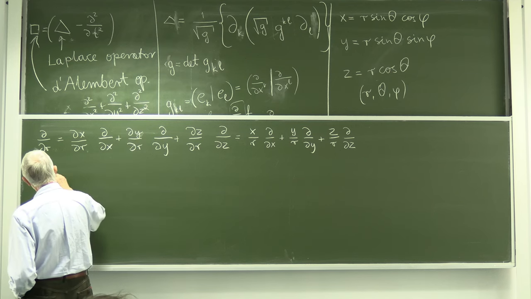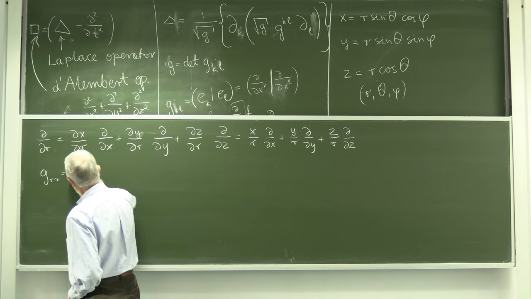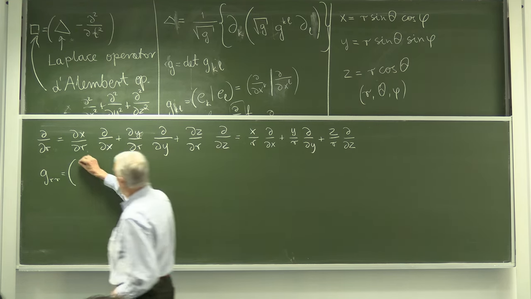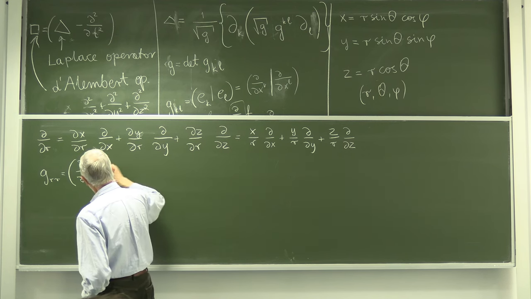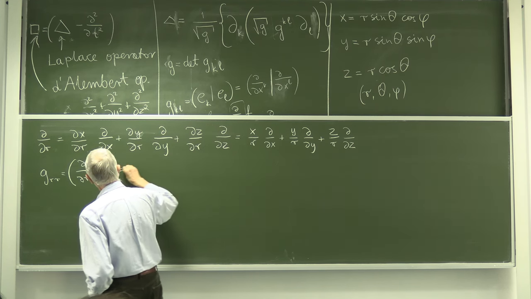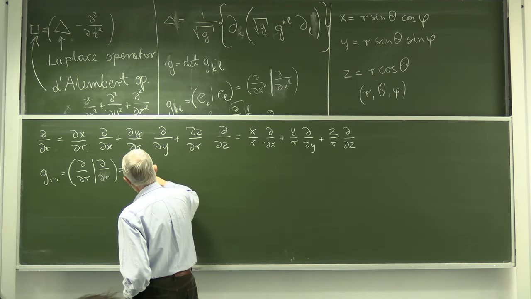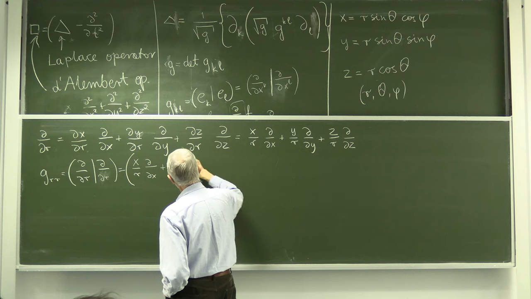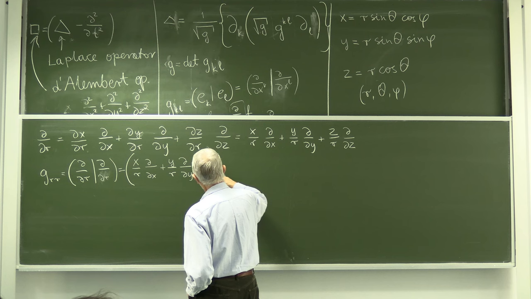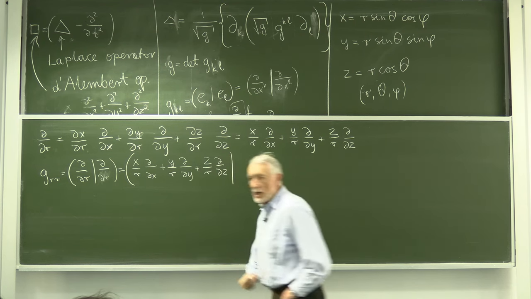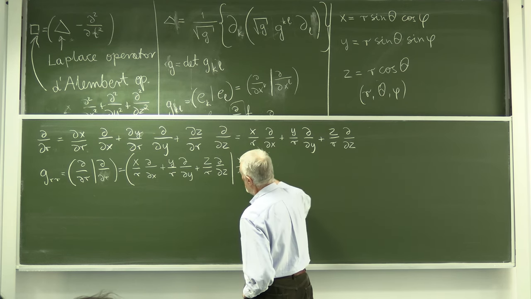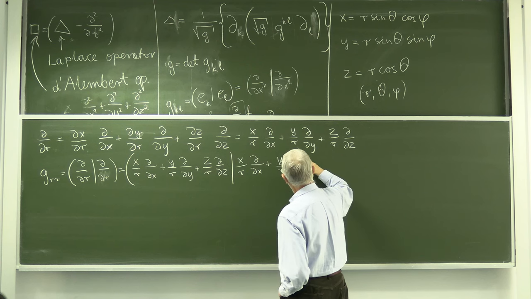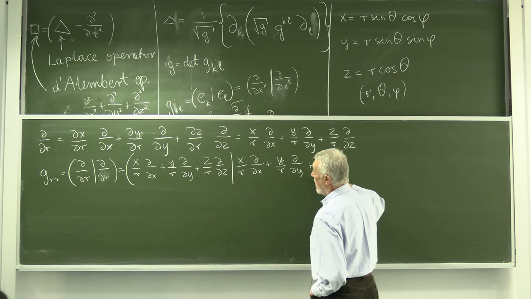What will be g r r? It is nothing but the scalar product of this vector d over dr with itself. But it is nothing but x over r d over dx plus y over r d over dy plus z over r d over dz, and a scalar product with the same. Sorry that I am doing such trivial exercises, but this is just to show you how simple is this structure.